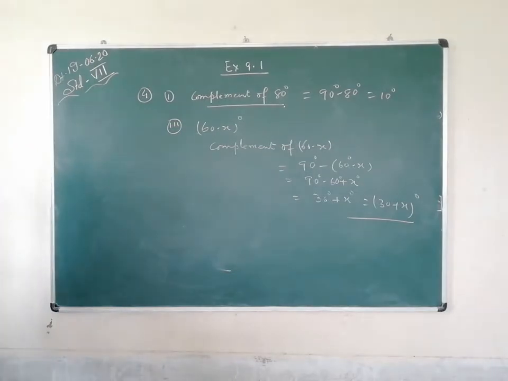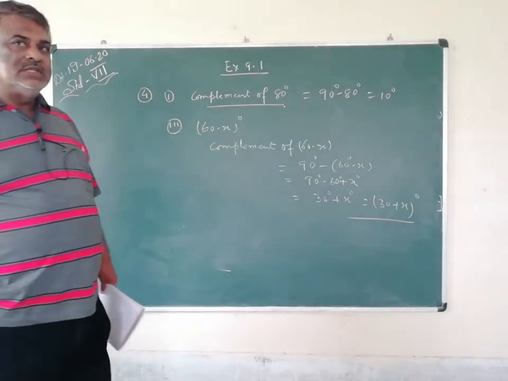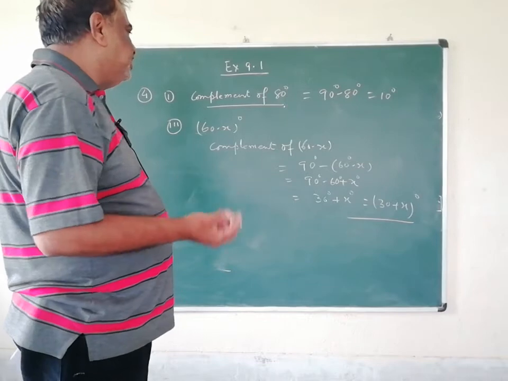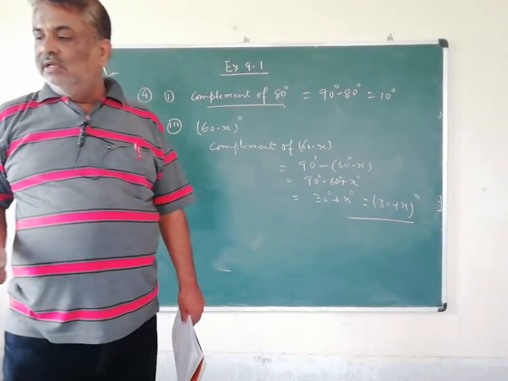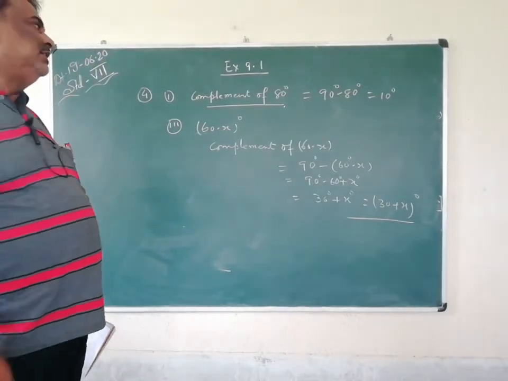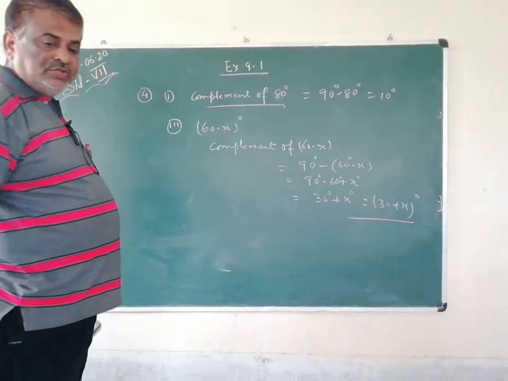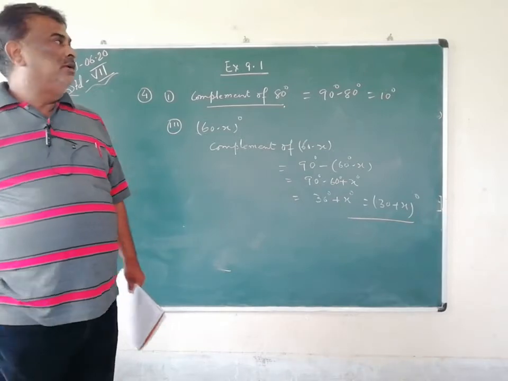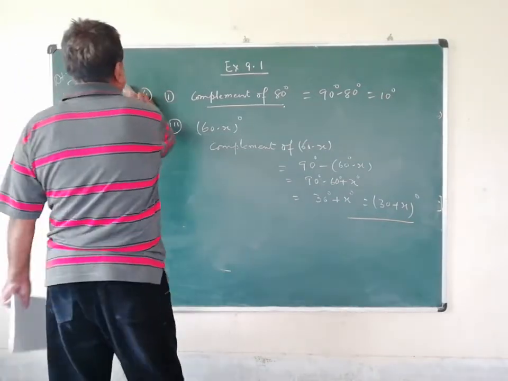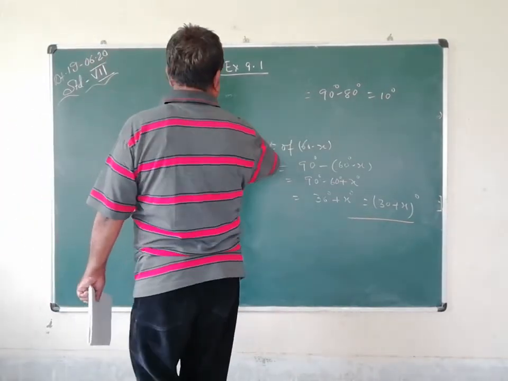That is complementary angle. Whenever you have to find out the complementary angle, you will subtract the angle from 90 degree. Then you will get the complement of that angle. Then the next question is supplementary. Supplement of. Question number 5 is supplement of.